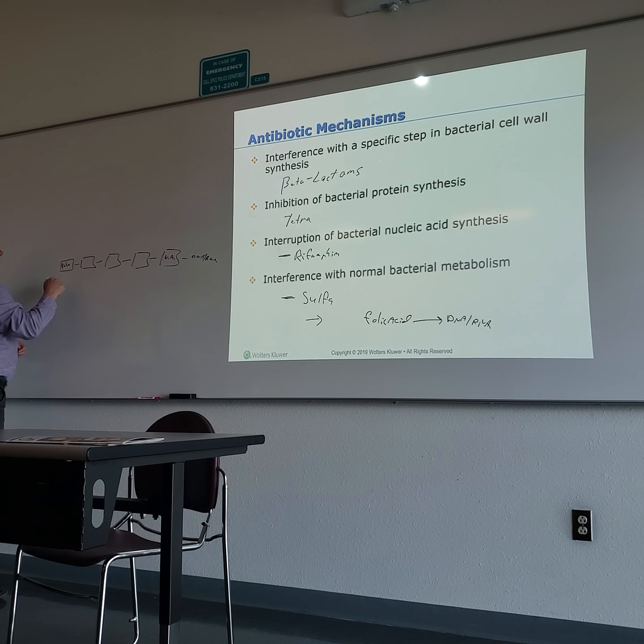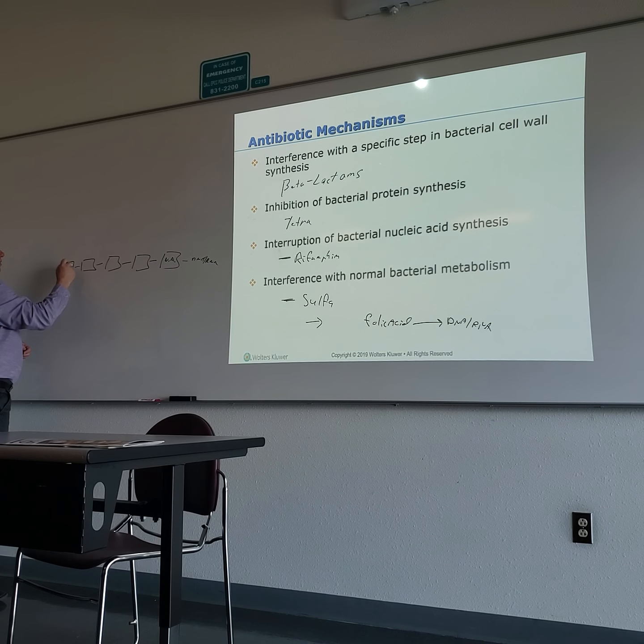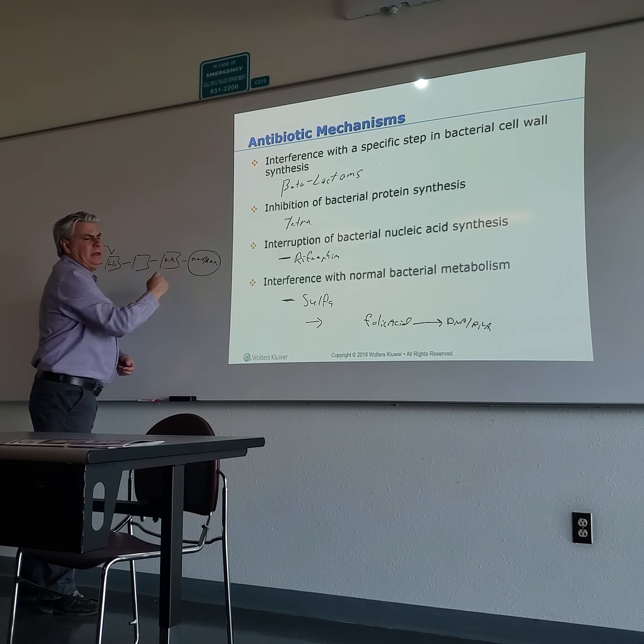The first step in this pathway is the enzyme that converts PABA to folic acid. Actually, to dihydrofolic acid. Then the next one is going to convert it to folic acid, and the next is going to convert it to the next one in the pathway. Then eventually you're going to make what? DNA and RNA.